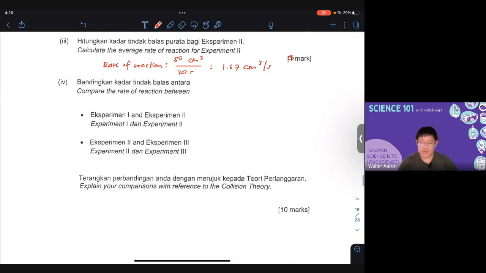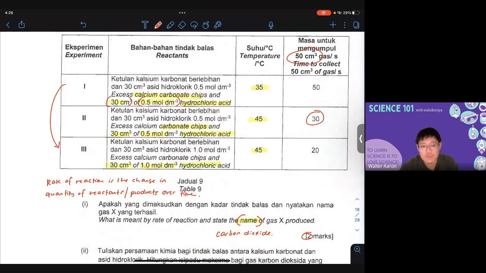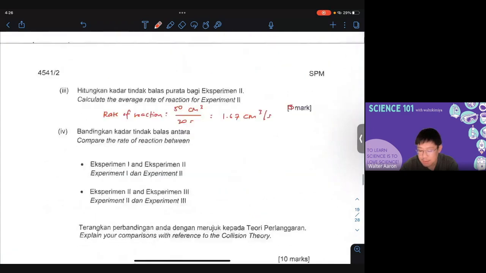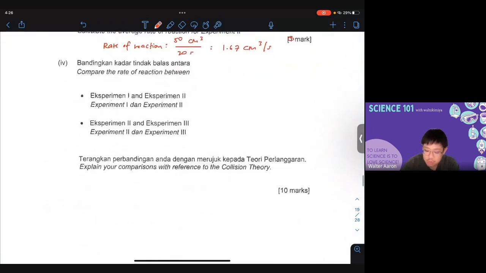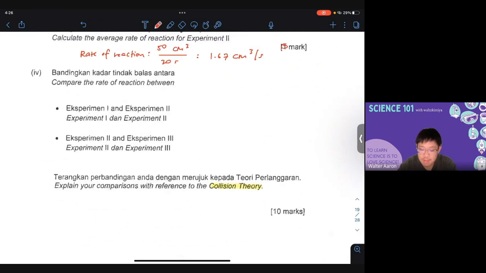All right, then you're supposed to compare the rate of reaction between experiment 1 and 2. Obviously, experiment 1 took a longer time compared to 2, so the rate of reaction for experiment 2 is higher. But you're supposed to explain it in terms of collision theory also. They got 10 marks in total, quite a lot of marks to cover. But let's just talk about the simple points only. In exam, you can write in point form for essay questions, so you don't have to write everything in one single sentence. You can spread it into different points as well.